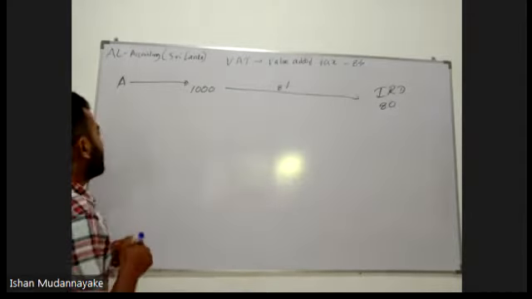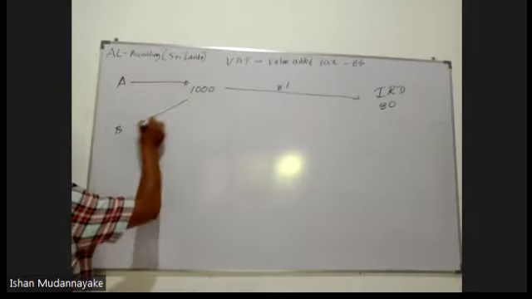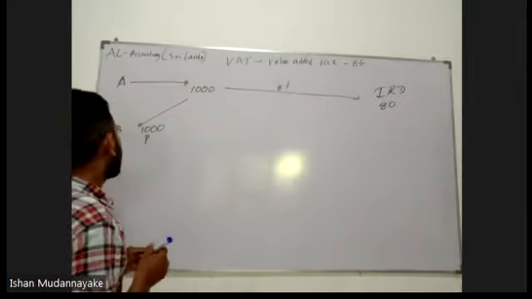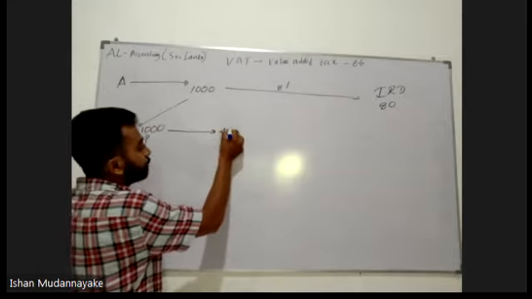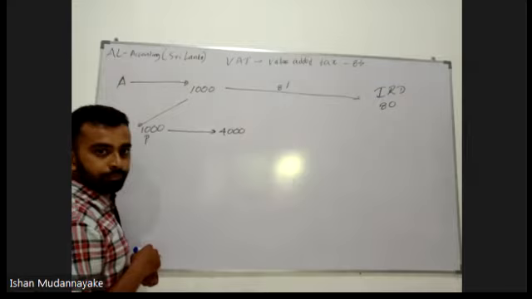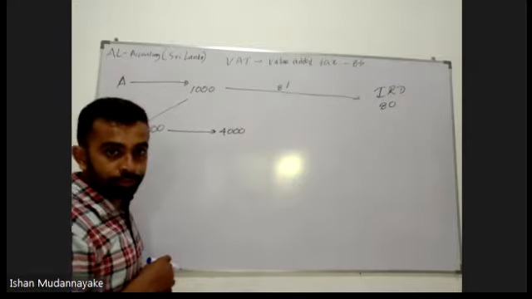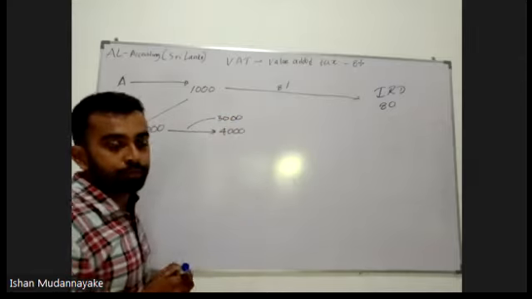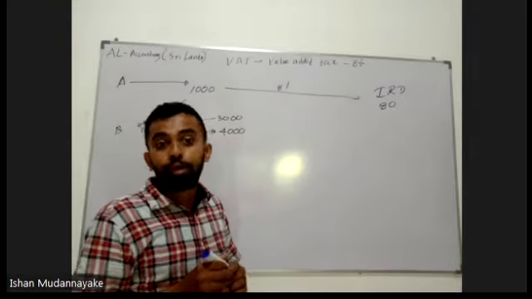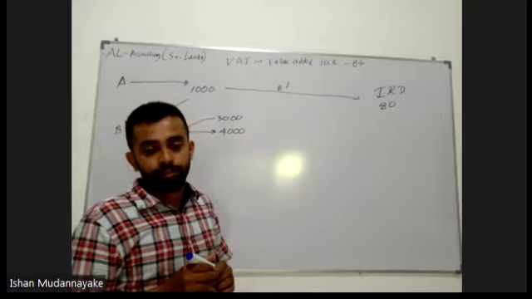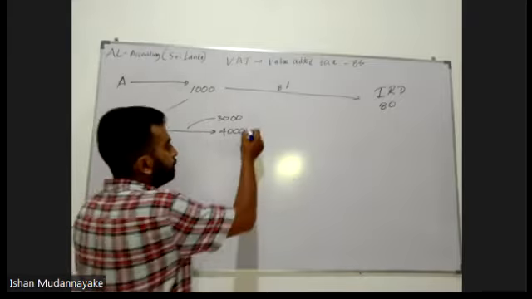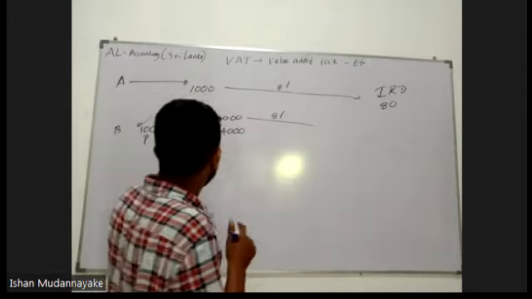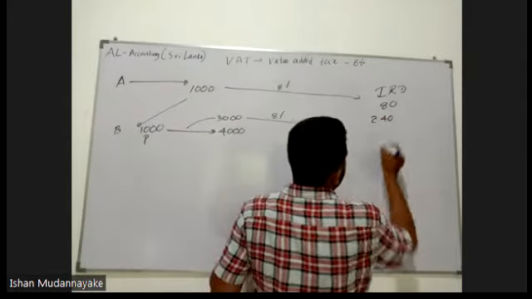Right. Let's say business A sold this product to company B for 1,000. Company B purchased this product for 1,000 and converted it into 4,000 worth of product. Then the total added value to the economy is how much? 3,000. For this 3,000, company B needs to pay value added tax to the IRD. 3,000 into 8% is 240. Business B pays 240 to the Department of Inland Revenue.